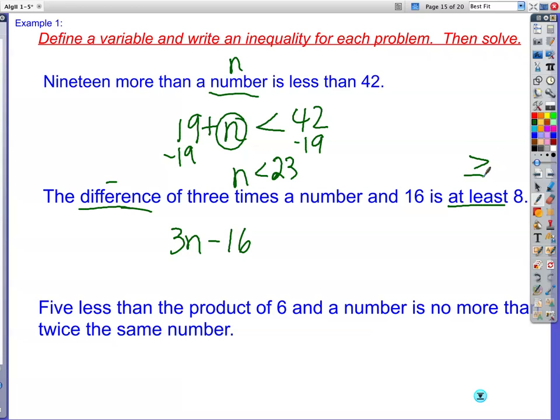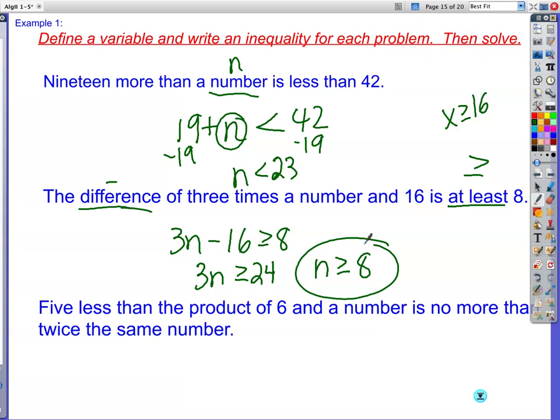You have to be at least 16 years of age to drive a car, or to get a license, I guess I should say. X is greater than or equal to 16. In this case, it's 8. So greater than or equal to 8. Then we're going to solve it. 3n is greater than or equal to 24. N is greater than or equal to 8.